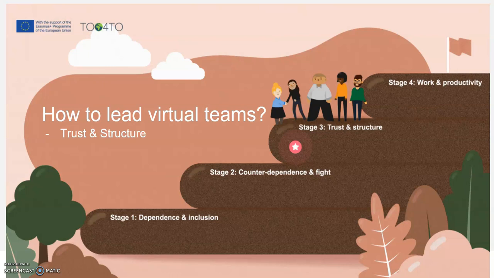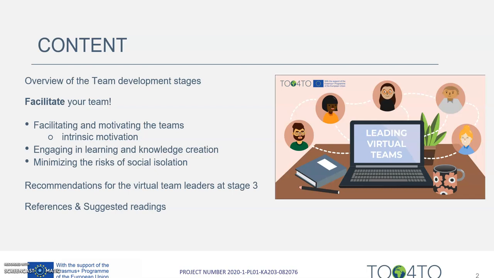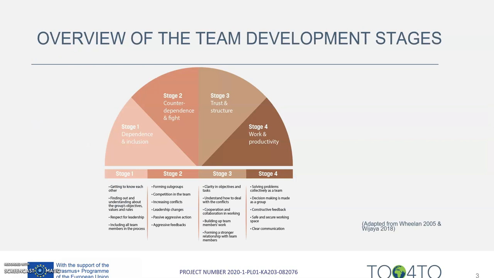Let's look at how to lead virtual teams and create more trust and structure. In this team development stage, you will facilitate your team, motivate them, and engage in learning and knowledge creation. And here is a reminder of the team development stages, where Stage 3 focuses on clarifying objectives, understanding how to deal with the conflicts, and also building the collaboration and stronger relationships within the team.